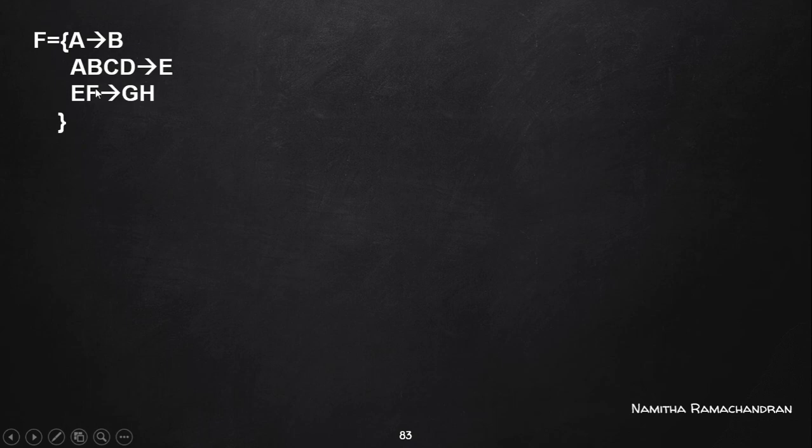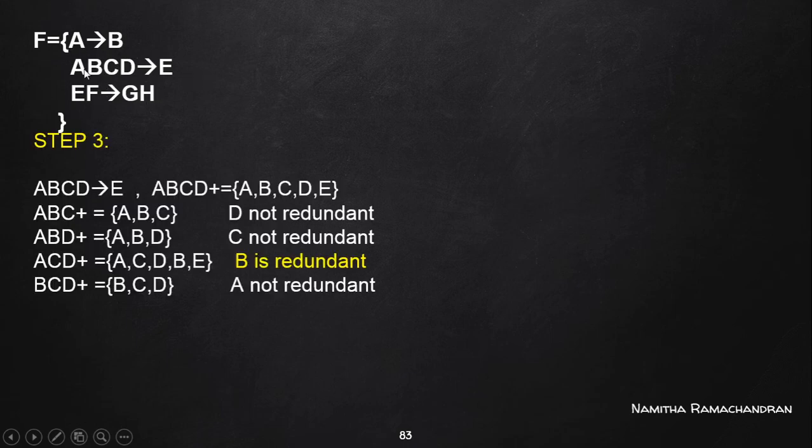In step 3, we need to check whether a redundant attribute is present in the LHS part. In the second and third dependencies we have more than one attribute, so check whether a redundant attribute exists there. Start with ABCD implies E. Find the ABCD closure first. The ABCD closure is ABCD, then it can derive E. No more attributes, so this is the closure of ABCD.